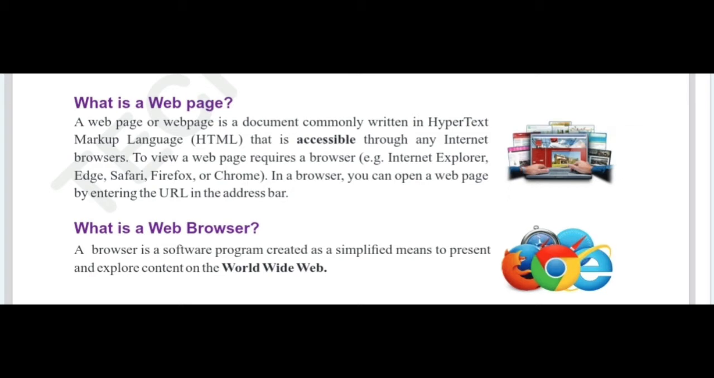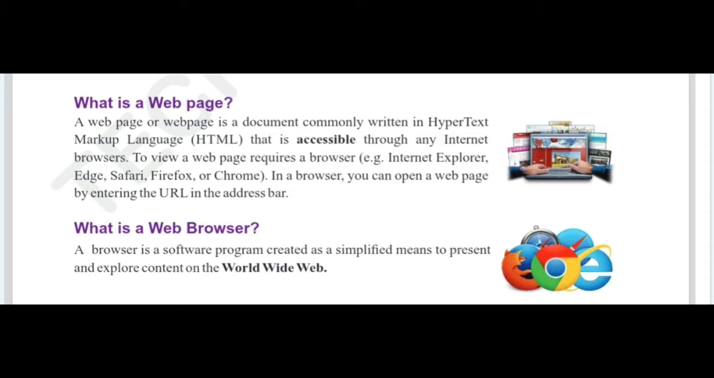What is a web page? A web page is a document commonly written in Hypertext Markup Language, HTML, that is accessible through any internet browser. I hope you know what a web page and a website are. A website is a collection of web pages, and it can be a combination of text files, image files, audio files or any content. We can use any browser to browse websites: Chrome, Internet Explorer, Mozilla Firefox, Opera Mini, any browser. This is the meaning of this paragraph.